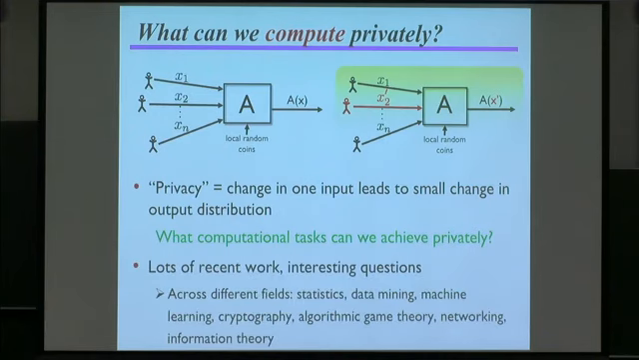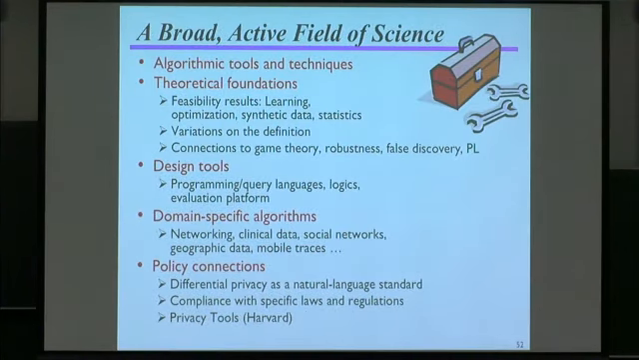And there's been a lot of interesting recent work in different fields. There's a lot in statistics, data mining, machine learning, etc. So across several fields, looking at basically designing differentially private algorithms to do different things. And it's really, at this point, a fairly broad and active field. I mean, there's a lot of work on algorithmic tools and techniques. There's work on various foundational theoretical questions, feasibility results, and convergence rates, and stuff like that.